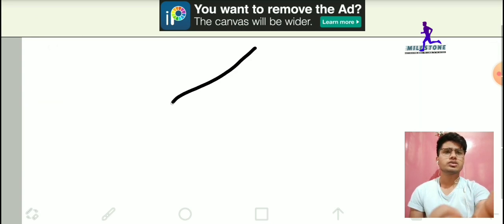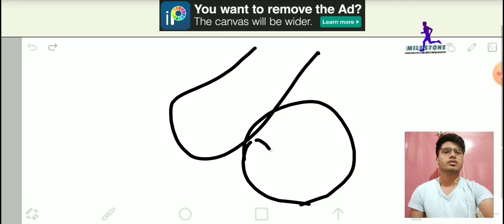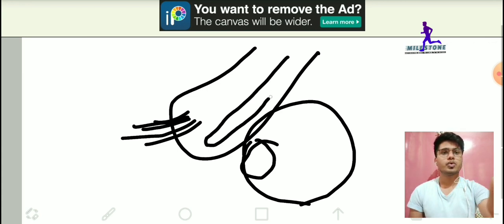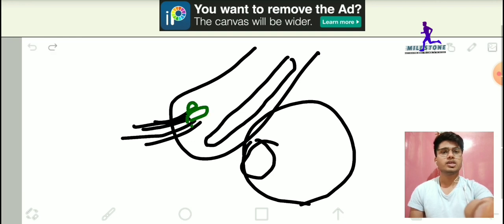So suppose this is the eyelid, and this is the eyeball. Here is the eyeball and here is the eyelid, and we have eyelashes. Here we have a tarsal plate. Now just like the other structures, we have glands here in the eye, and here we have those glands of Zeis exactly above the hair, right? So we have glands of Zeis.